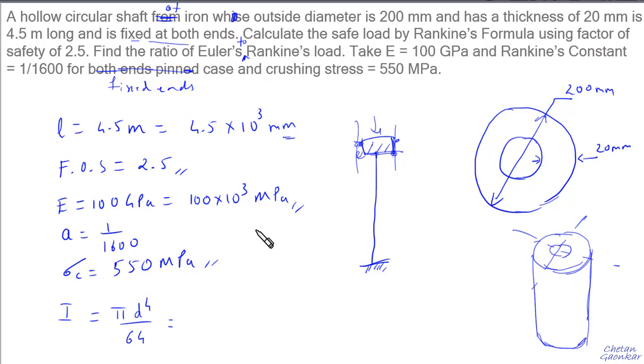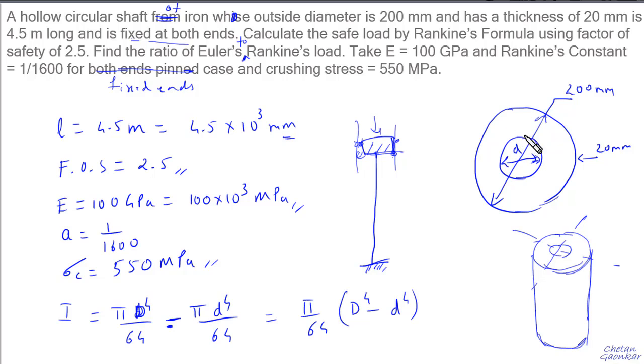Since this is a hollow cross section, I'm sorry, this should be pi d raised to 4 by 64 minus pi d raised to 4 by 64. The formula for I for a hollow cross section is pi divided by 64, capital D raised to 4 minus small d raised to 4. Now, how do we find the small d? Small d is nothing but this. This is our small d.